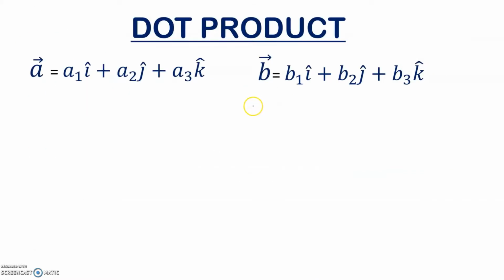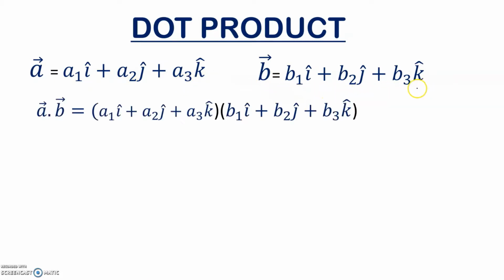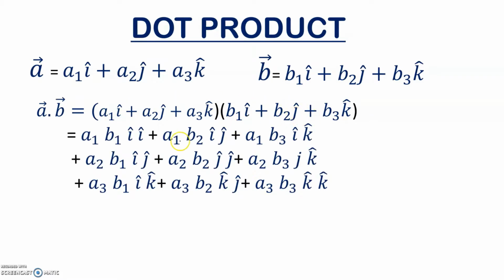Now let's come to the vector A, which is a1i plus a2j plus a3k, and the vector B, which is this. So the dot product of this would be the individual vectors like this multiplied by this. Then using the product rule, you will find the Cartesian products. So I have done the Cartesian products here. You can see A1 B1, A1 B2, and so on it goes. So these are the Cartesian products.